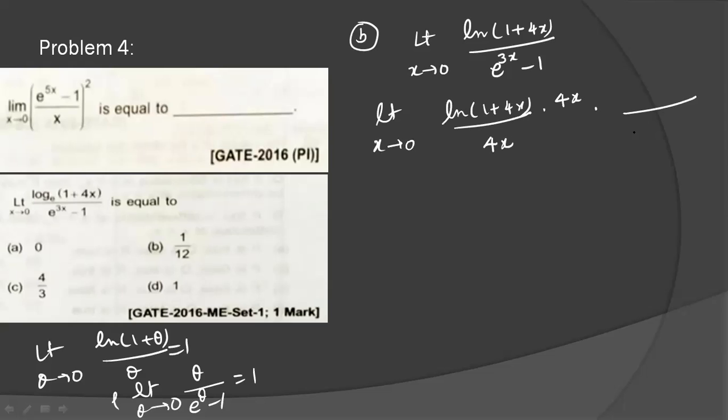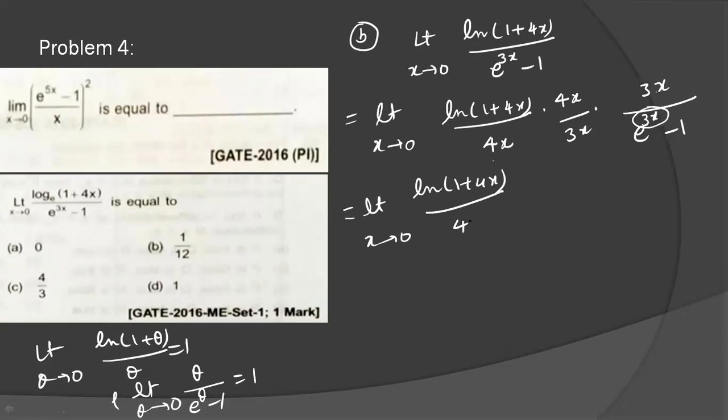Now adjust the 3x minus 1 part. What is theta here? 3x. So give 3x also, then divide by 3x also. Here you are dividing, so you have to multiply. Here you are multiplying, so you have to divide. Now it is adjusted. Now you can separate the limit: ln(1 plus 4x) upon 4x. If x tends to 0, then 4x obviously tends to 0. Into, x is cancelled out, 4 by 3. You can take it outside also, but we will take it in the next step.